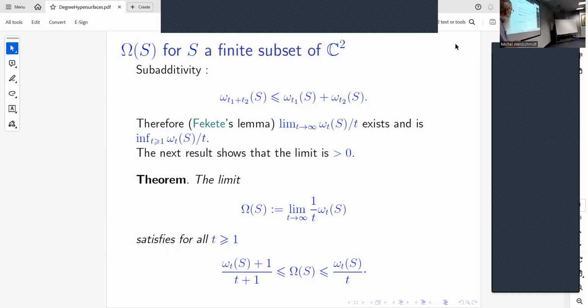And the theorem which I want to explain: omega of S is less than omega t over t, given by that. But omega of S is not 0, and this is something which is not at all obvious. This limit is positive. And it is at least omega t of S plus 1, and I will explain where this bound comes from. So this is the main constant which I want to investigate.